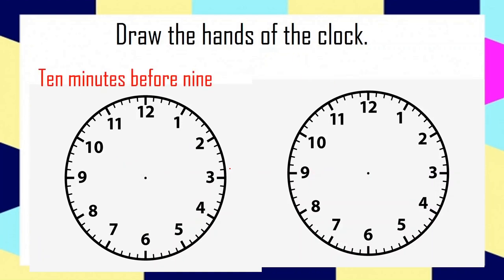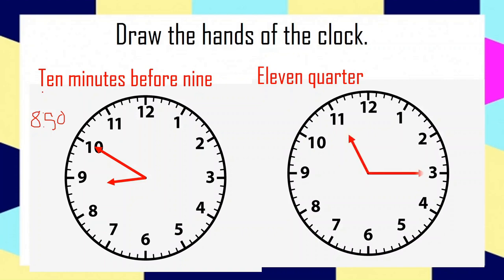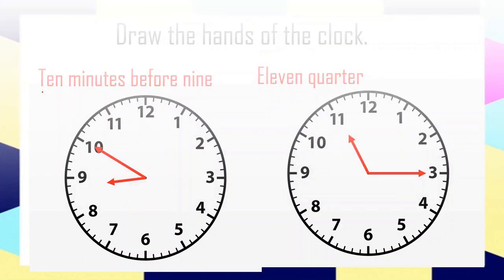How about 10 minutes before 9? So 10 minutes before 9 meaning it's 8:50. We put the short hand between 8 and 9 and the long hand at 10 because you do the skip counting by 5. How about 11 quarter? 11 quarter means 15 minutes after 11. So that is 11:15. And that's the end of our discussion.